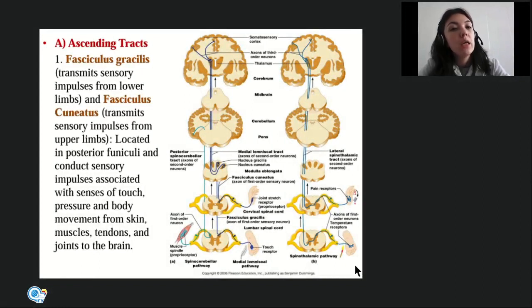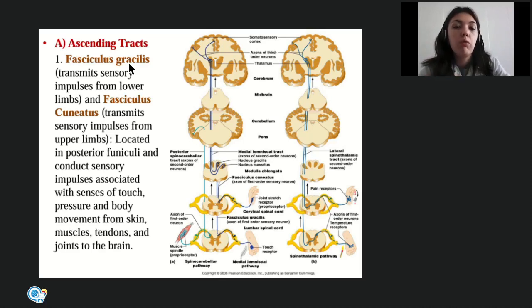Ascending tracts are classified according to the type of receptor. They can be exteroceptive when receptors are located in skin and visible mucosa. They can be proprioceptive when the tract starts from proprioceptors, which are located in the organs of the locomotor apparatus. And they can be visceroceptive when the tract starts from interoceptors.